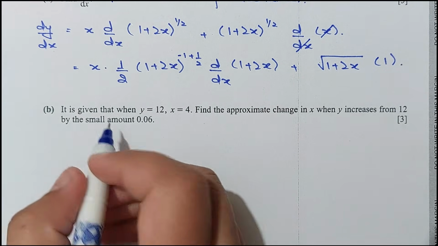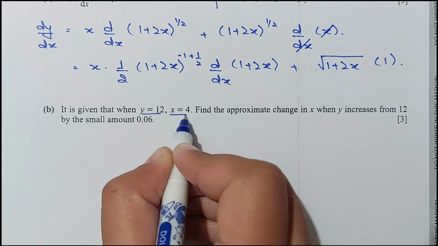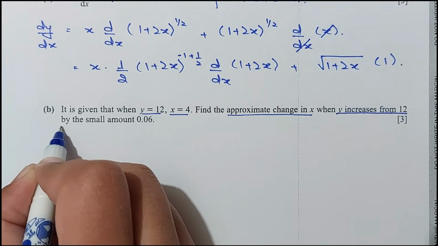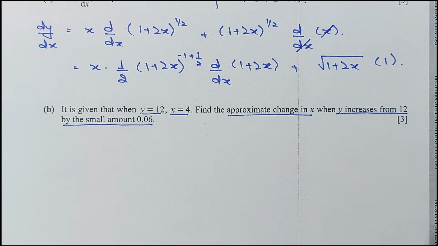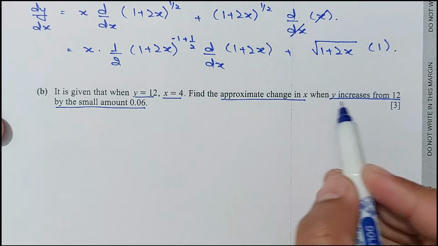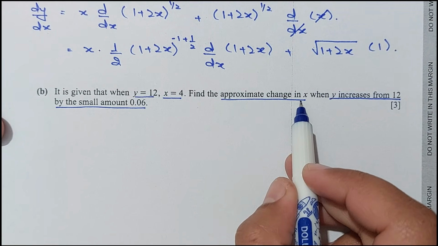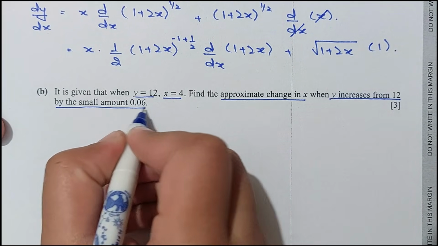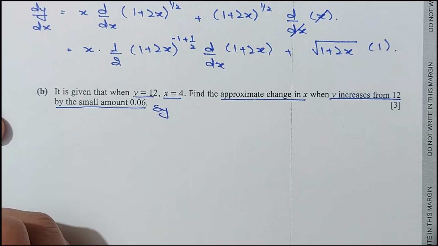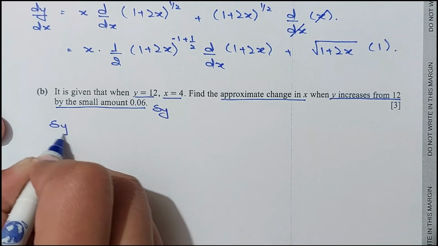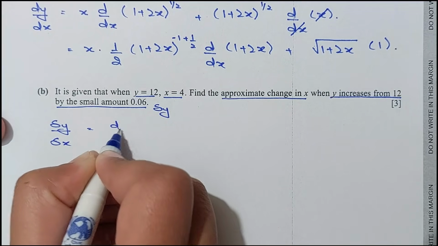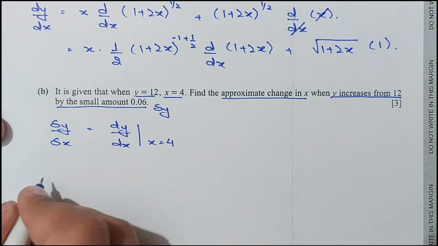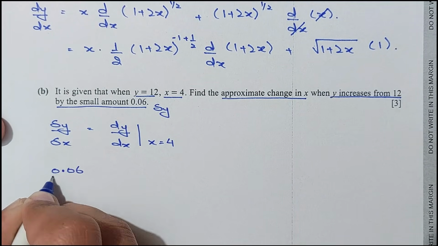Now for part B, it is given that when y is 12, x is 4. Find the approximate change in x when y increases from 12 by the small amount 0.06. When y increases from 12 by a small amount, this small amount is delta y. So delta y over delta x is dy over dx at x equals 4. We have delta y as 0.06.